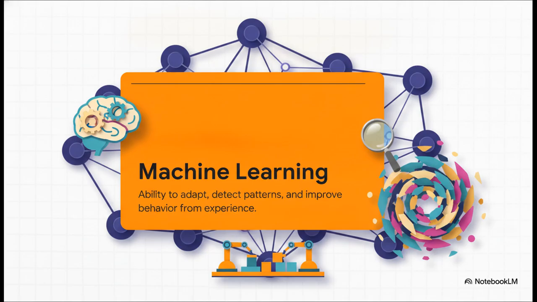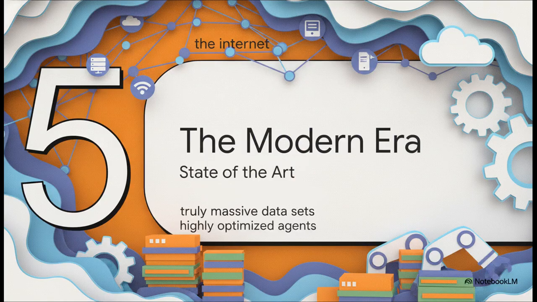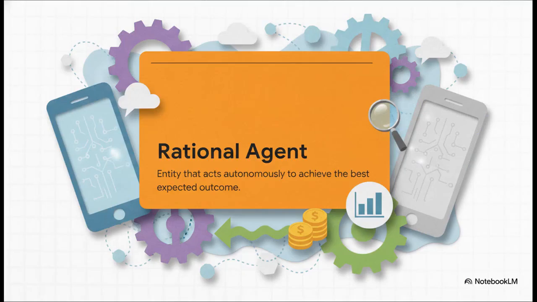Instead of humans painfully trying to hand-code every single piece of knowledge in the world, which we learned the hard way causes a massive bottleneck, they built systems that could just learn all that knowledge themselves from raw experience. Section 5. The Modern Era. State of the Art. Which brings us to today.